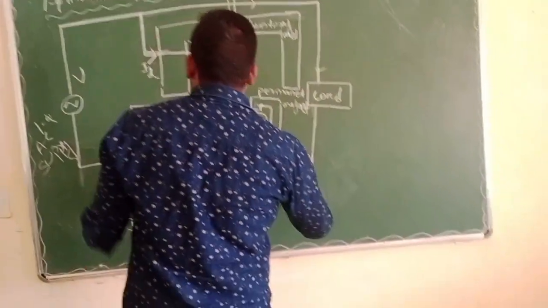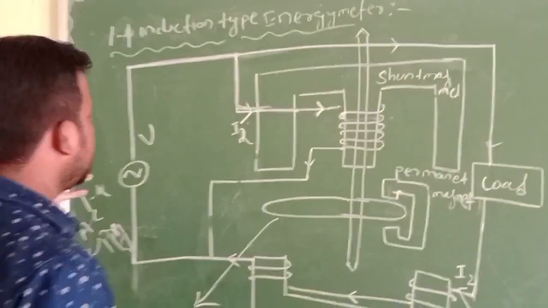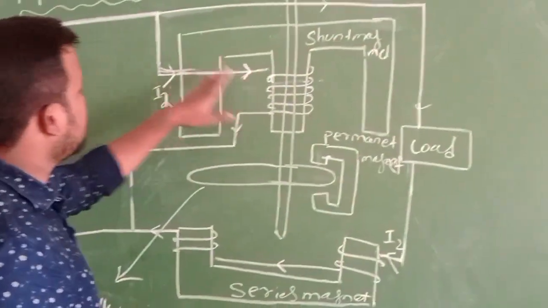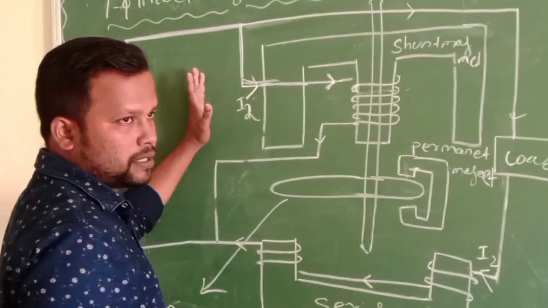Here the current coil carries the current and here the voltage coil carries the voltage. If we apply a supply voltage, this current would be proportional to the supply voltage. Okay.